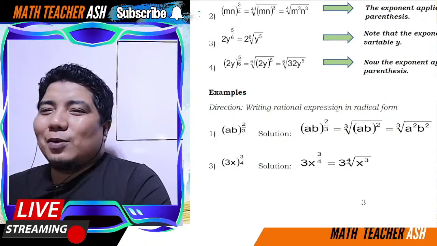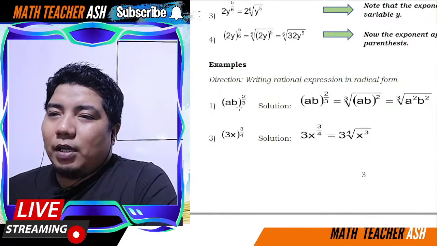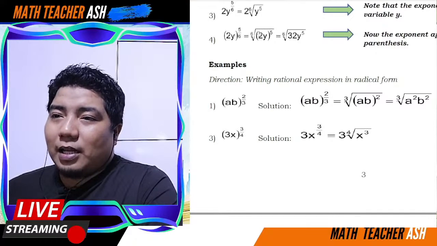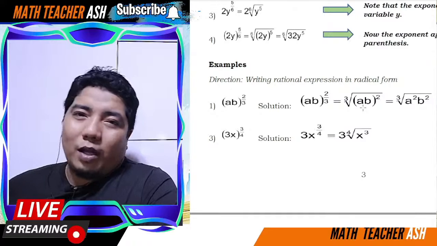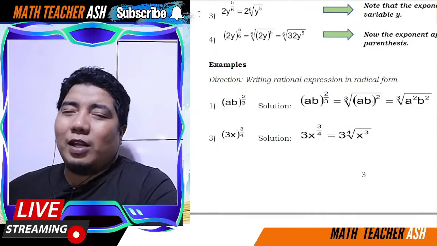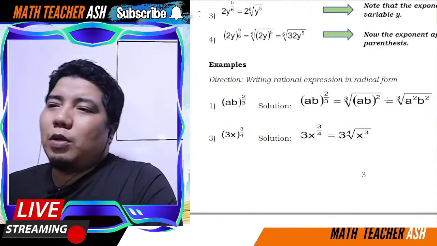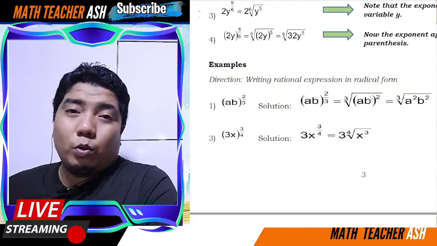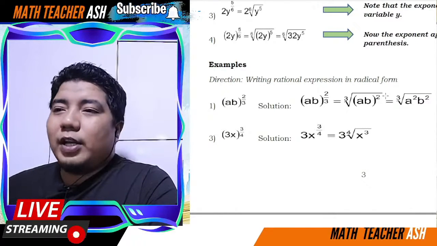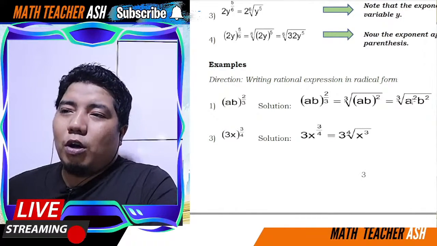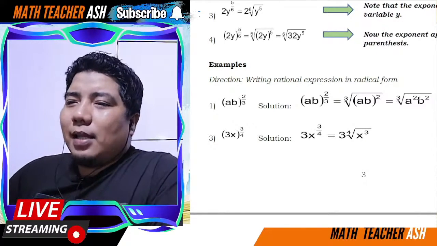Alright. So, now, let us have here examples. So, we have here ab to the power of 2 cube. Ganun lang din, kapareho lang dito. So, this will become the cube root of the quantity ab squared. And if you want to eliminate the parenthesis inside the radical expression, then you will need to distribute the 2 to each of your variables, giving you the cube root of a squared b squared. Okay, ganun lang kadali, my dear math learners.